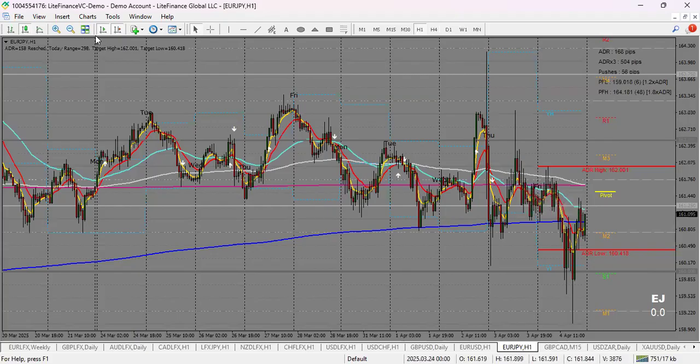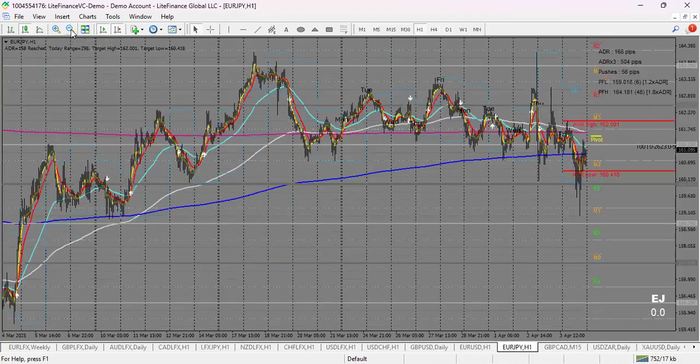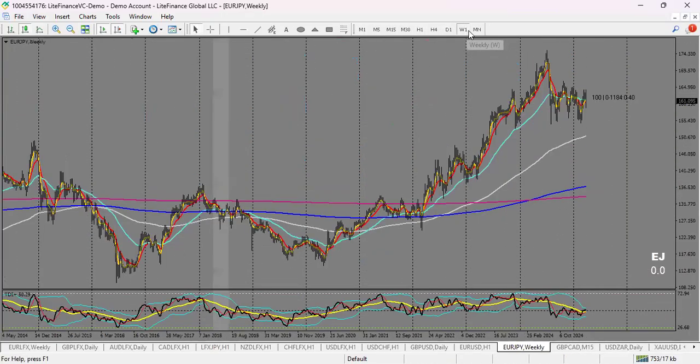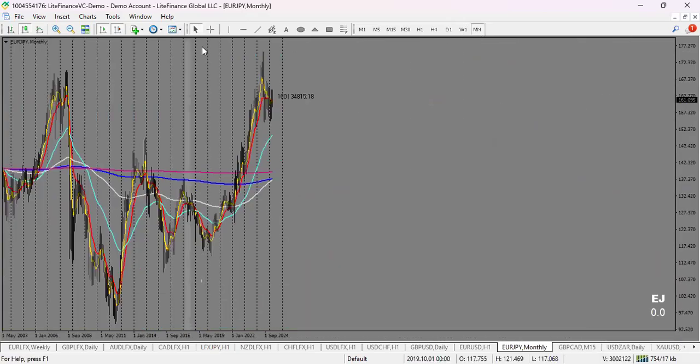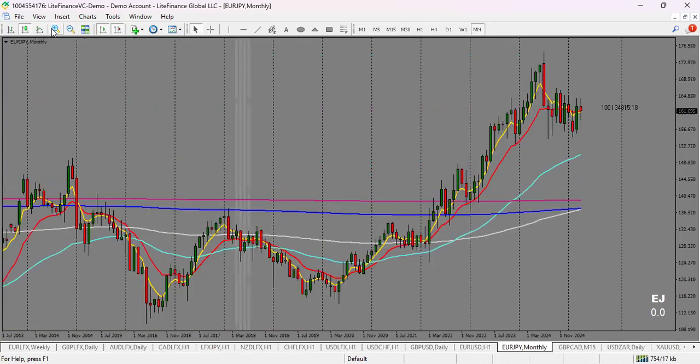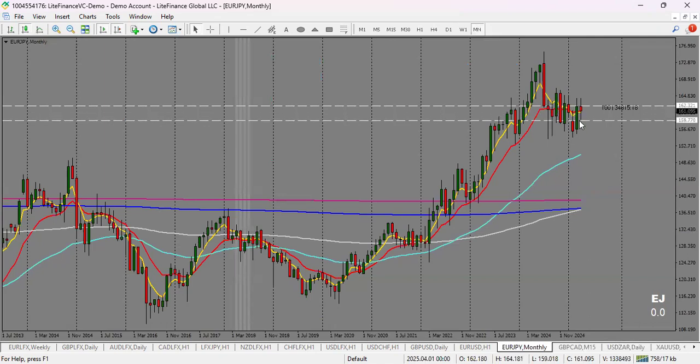But because of those reasons, Euro JPY might not be a very good pair to trade based on those scenarios. So simply it is in consolidation. So let's look at the technicals.